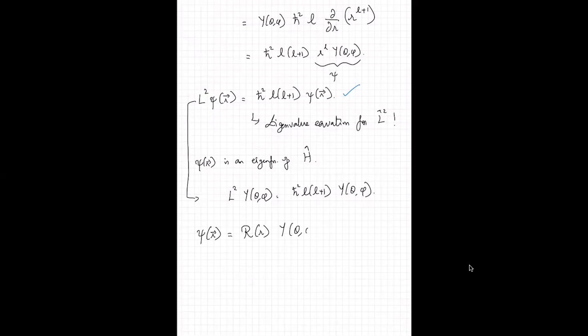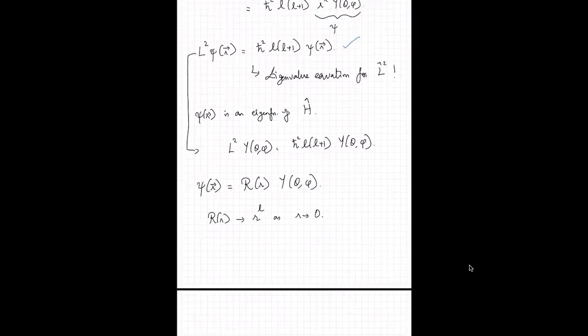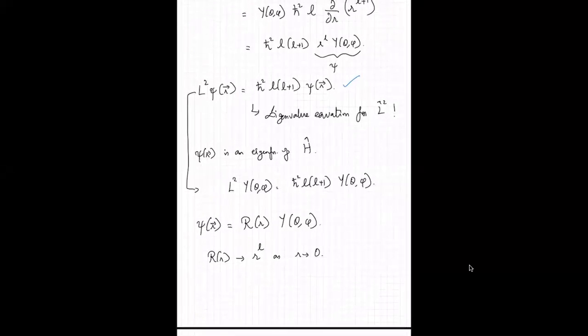R of r times Y of theta, phi, with the constraint that this function R of r, whatever it is, should look like r to the L as r goes to 0. In other words, all I'm saying is as I increase r, this wave function should change only in the part that is multiplying the Y, and the Y itself cannot change. Which means that even as I go away from the origin and my radial part of the solution changes remarkably, the wave function still remains an eigenfunction of the L square operator, because L square only acts on the angles. It doesn't know anything about the r.